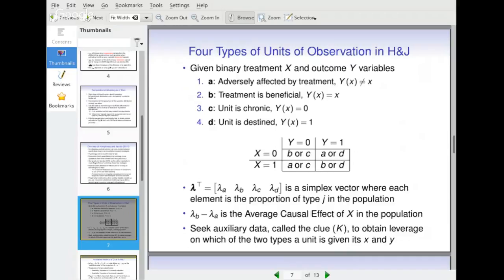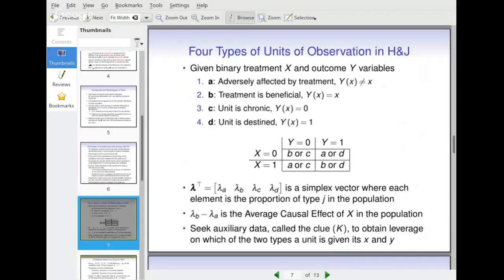So that's type A. Type B is countries for which treatment is beneficial. So Y is equal to X. If X is 0, Y is 0. If X is 1, Y is 1. If you switch a country from 0 to 1 on X, you'd also switch them from 0 to 1 on Y. The third type, type C, is chronic. Those are countries for which Y is 0, irrespective of X. So if X is 1, Y is 0. If X is 0, Y is 0. This country is chronically going to be 0 on the outcome variable and isn't affected by the treatment.